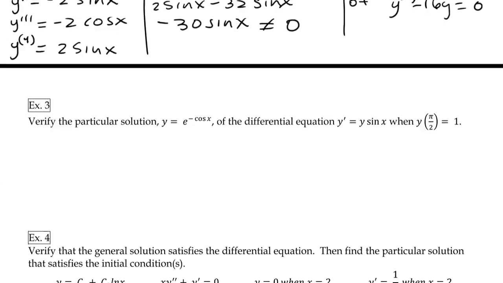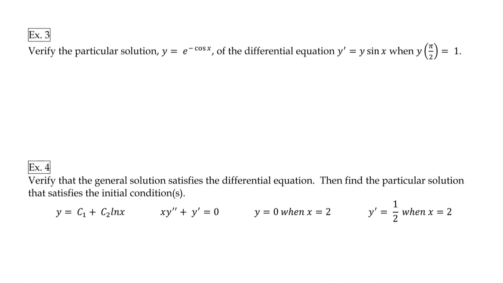Okay, just 2 more. Going on to this one, verify the particular solution. So we have this solution right here of the diff EQ. Here's our derivative. They wrote y prime instead of dy dx. So they're saying verify again. That means it has to work. So this is like example 1. This is saying the derivative should be what I started with, which is my y, times sine x. We have to verify it. So let's go ahead and do that.